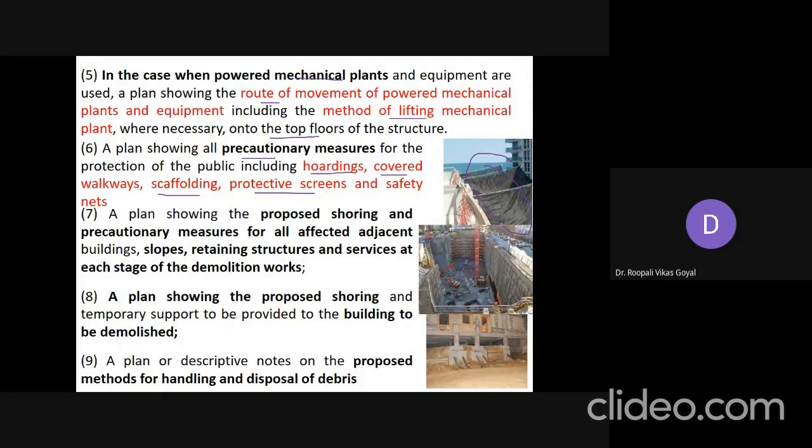Also this plan shows the proposed shoring and precautionary measures for all affected adjacent buildings. So shoring: you have to support the building. You have to support both buildings, first the building that you want to demolish, as well as the surrounding one. For that, which kind of shoring arrangements, slopes, retaining structures, everything, and all the stages of demolition work have to be followed. And a plan showing the proposed shoring for the building.